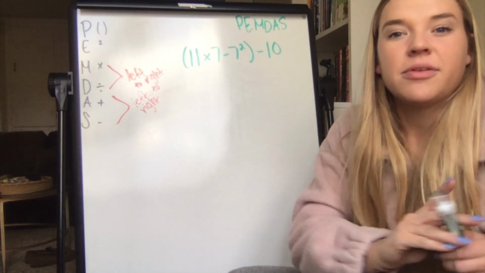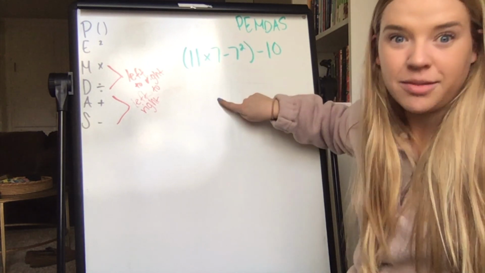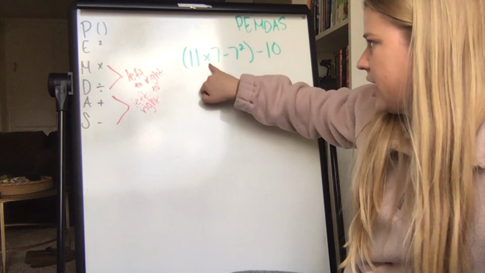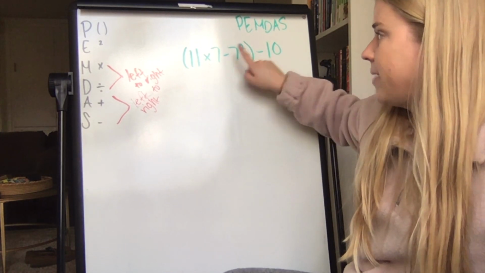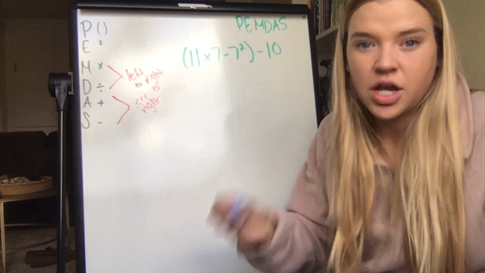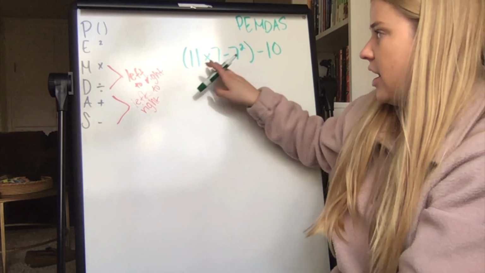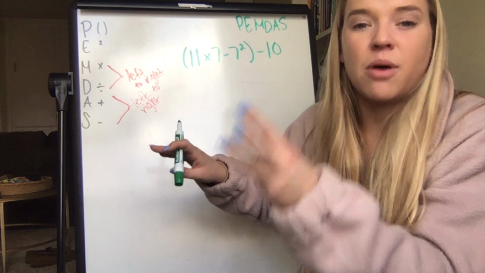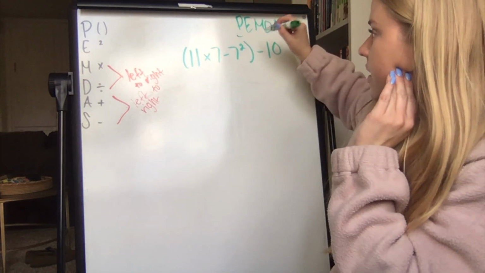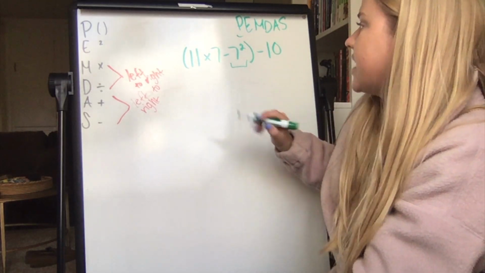So the first thing that I'm going to solve in this problem is parentheses. But if I'm looking in my parentheses, there is more than one operation within parentheses. So I have a multiplication problem, I have a subtraction problem, and I have exponents, which means I still have to follow the order of operations just within that parentheses. So if I have a multiplication, subtraction, and exponents, which of those comes first? So I'm looking at my parentheses already. Exponents would come first. So the first thing I'm going to solve is 7 squared.